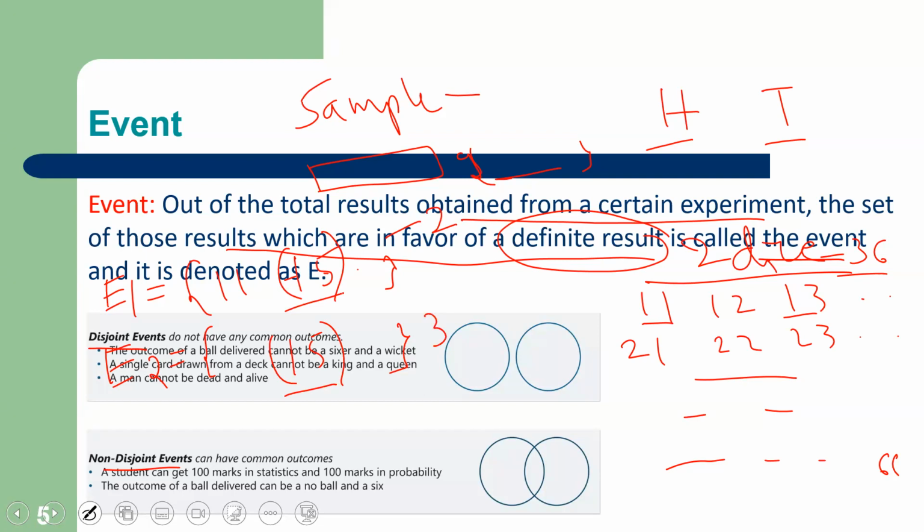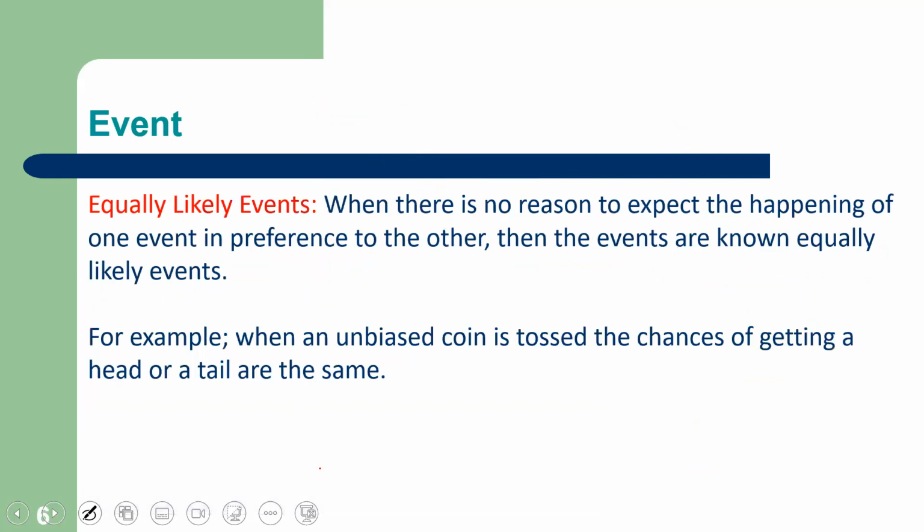In that case, I would say this is a non-disjoint event, because there can be common outcomes for those events. In the case of head and tail, as I told you, they are purely disjoint, so there is nothing in common. Okay, so that's about disjoint events and non-disjoint events.